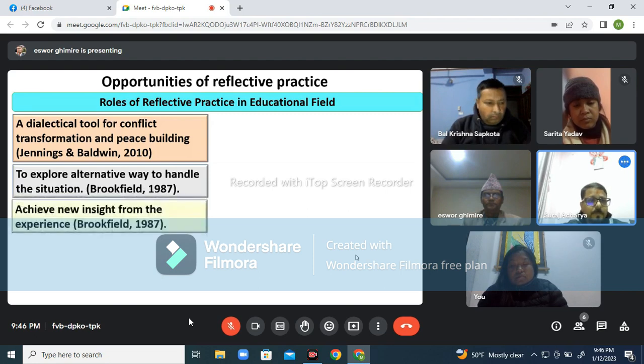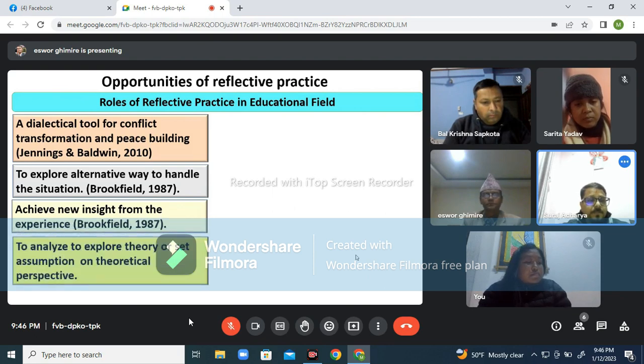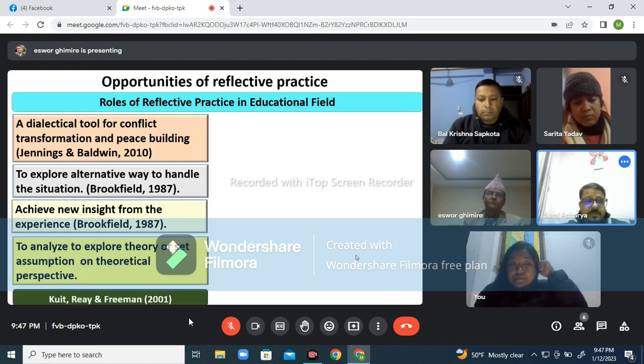Next, achieve new insight from the experience. Reflective practice helps to achieve various kinds of new insights developed from our experiences. Now, the next one is to analyze, to explore theory or set assumptions on theoretical perspective. Of course, reflective practice helps us to analyze, to explore various principles or set assumptions on theoretical perspective. It means it also helps us to analyze by theoretical means.